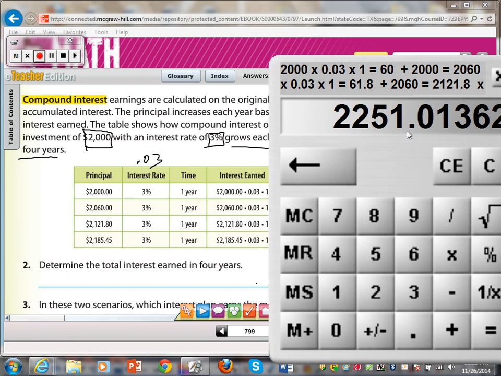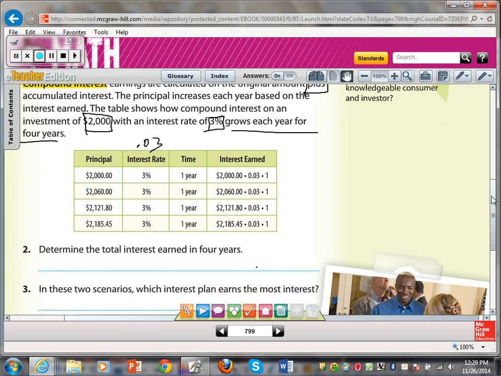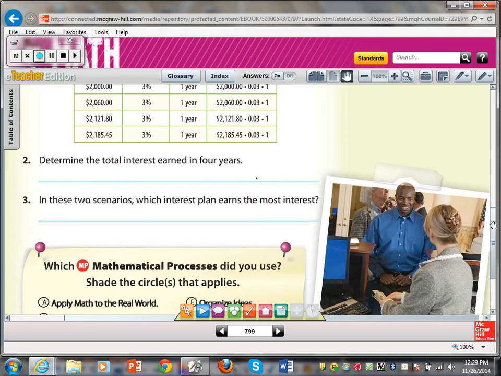But what is the new balance? The new balance is 2,251. So this is the difference. This is the part right here in interest. 251. Let's go ahead and round it to 251. So if you take a look at this question here, determine the total interest earned in 4 years was $251. So that's good for you because if you don't touch your money and you just leave it there, so $251 of interest. Okay?